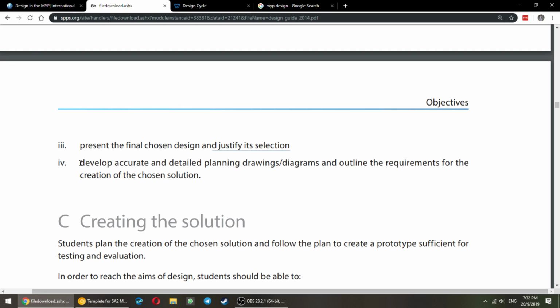So lastly is to develop an accurate and detailed planning, drawings, diagram, and outline of the requirements for the creation of this chosen solution. Which is why, just now, I said that when you want to design something like a product or a digital design, you do not want to make it overly complicated so that you cannot make it yourself. Because in this case, developing accurate and detailed planning will need you to write down every single thing that you need to complete your product.